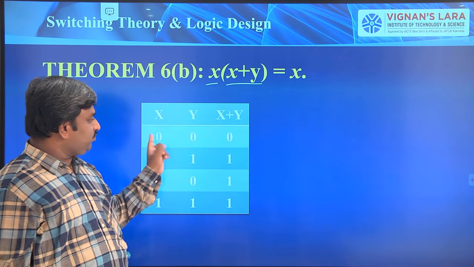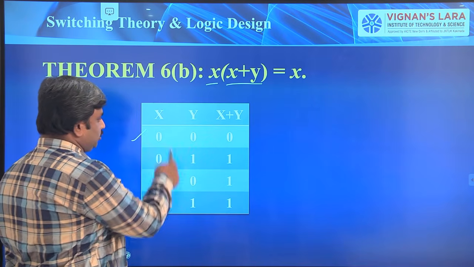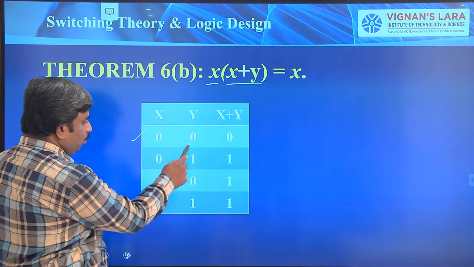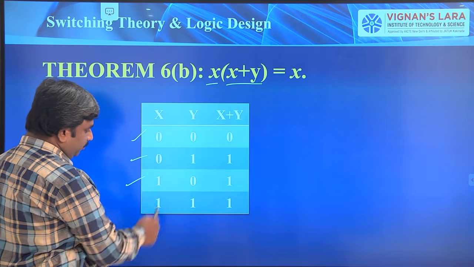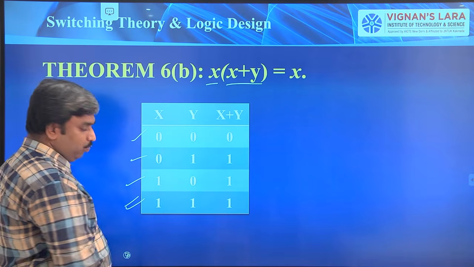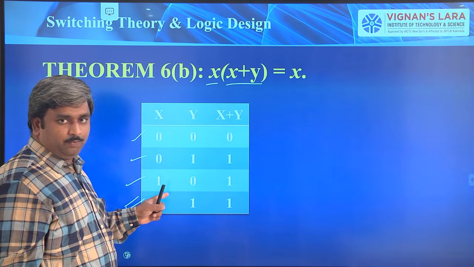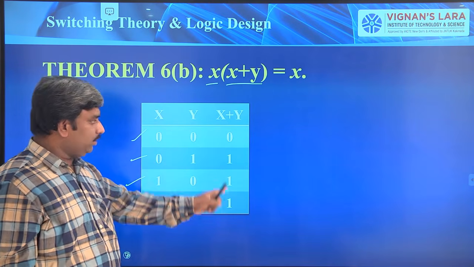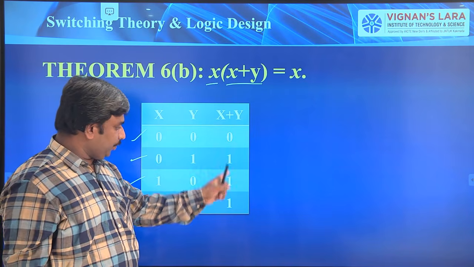In this first case, both inputs are 0, so the output is equal to 0. Here the y input is 1. Here the x input is 1. Here both inputs are 1. So if any one of the inputs is equal to 1, automatically the output is 1. So x plus y is equal to 0, 1, 1, 1.